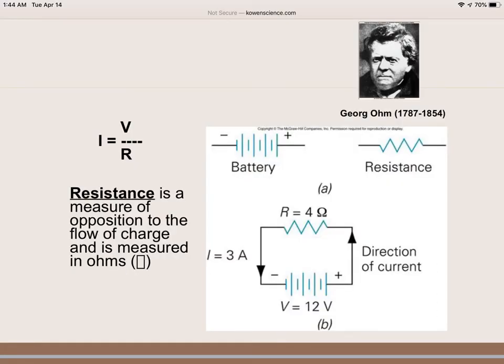Resistance is a measure of the opposition to the flow of charge and is measured in ohms. Now, the symbol for ohm is this right here, and I want to show you that when we have a circuit drawn, this is the symbol for resistance. Here we have the symbol for a battery. You can see the current. Current is in amps, voltage is in volts. And then this is the form of Ohm's law that we use quite often, where our current equals our voltage divided by resistance. The current will be in units of amps, voltage will be in units of volts, and resistance will be in units of ohms.